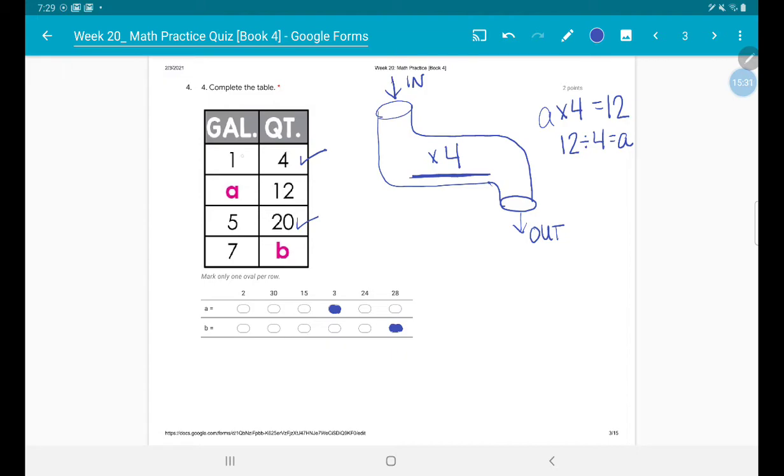So this table is telling us 1 gallon is equal to 4 quarts. 3 gallons, A equal 3. 3 gallons is equal to 12 quarts. 5 gallons is equal to 20 quarts. And 7 gallons is equal to 28 quarts. Our rule tells us that it takes 4 quarts to make 1 gallon.